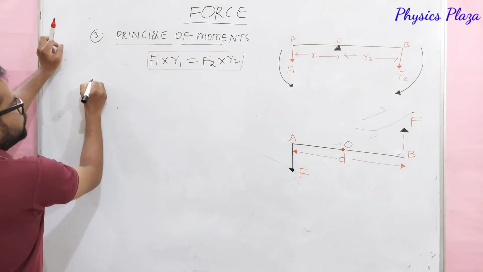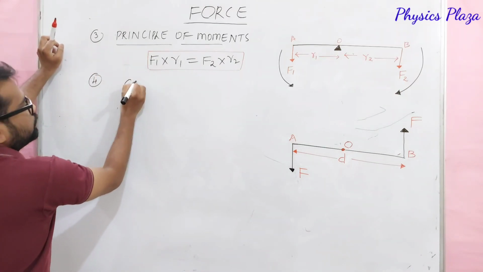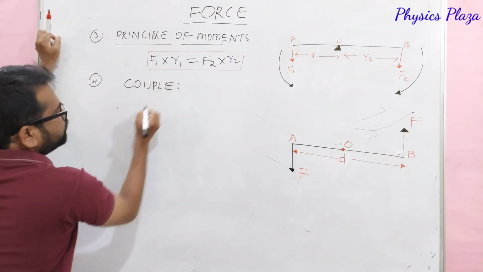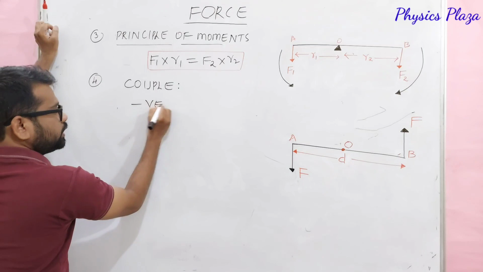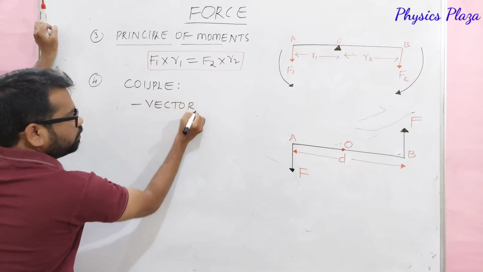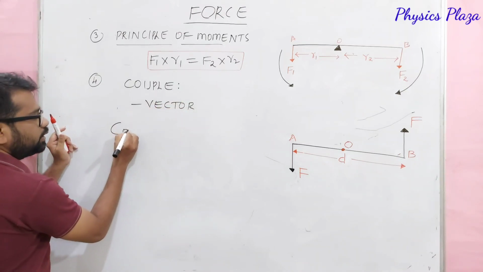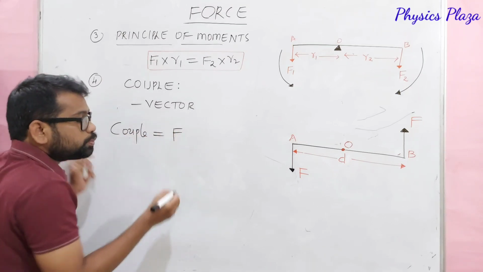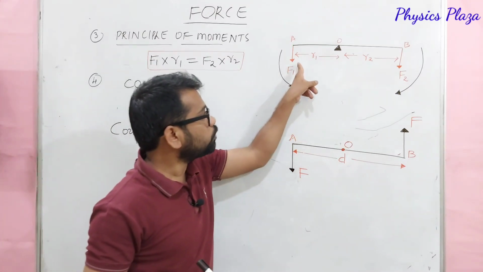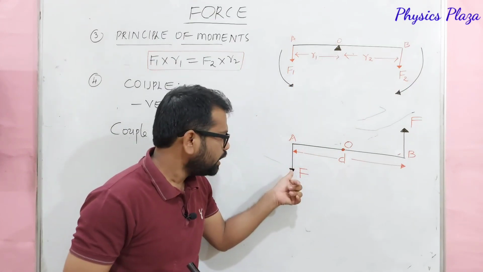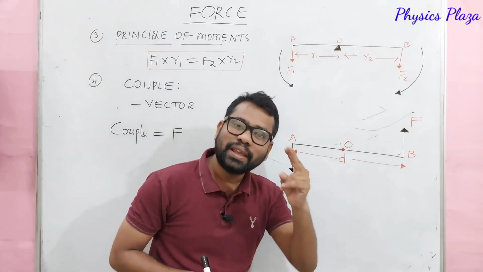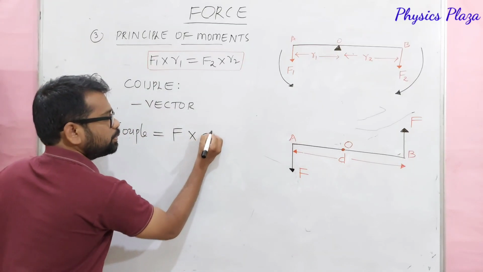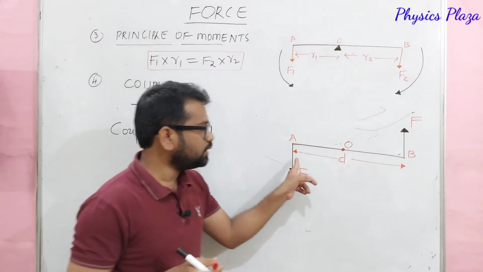Next, the fourth one which we will learn is couple. Children, couple is a vector quantity. It can be calculated like this: couple is equal to force into distance between the two forces. Which force should we take? Any force you can take, because both are equal only.